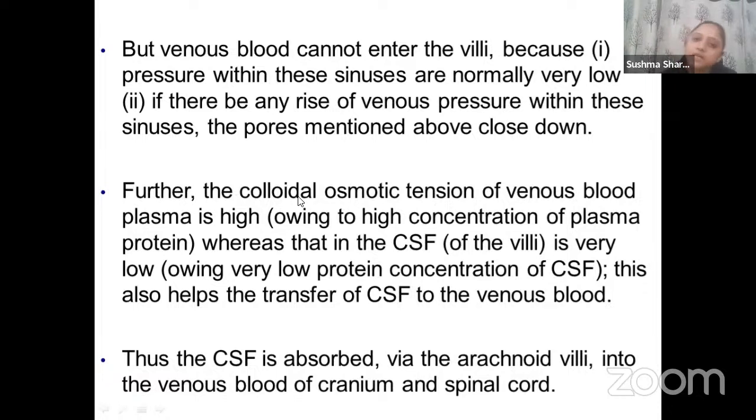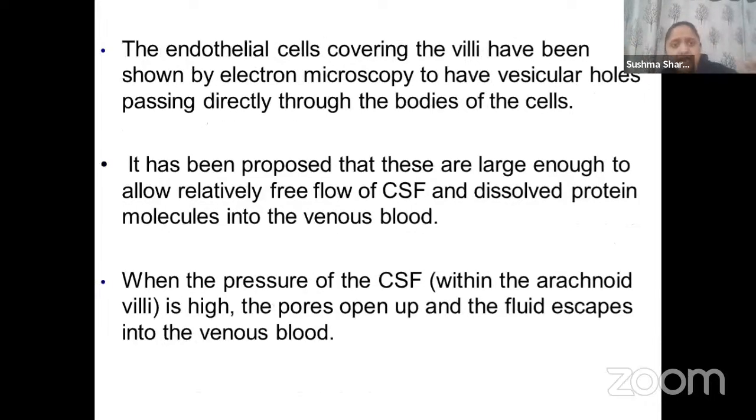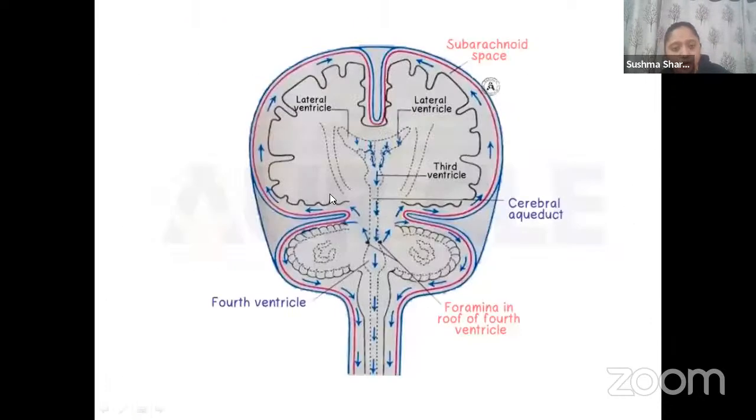Further, the colloid osmotic tension of the venous blood plasma is very high, and this helps in the transfer of CSF into the venous blood. So, when the CSF is absorbed via the arachnoid villi into the blood of the cranium and spinal cord, arachnoid granulations play a very important role. Till now, what have we studied? We studied that the CSF gets produced in the lateral ventricle. From there, it comes to the third, then the fourth, then it escapes into the subarachnoid space where you have very important structures which we call the arachnoid villi, right?